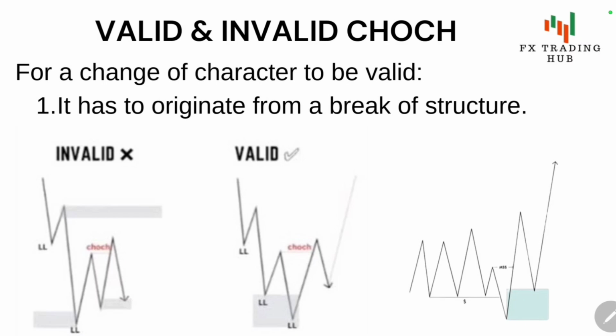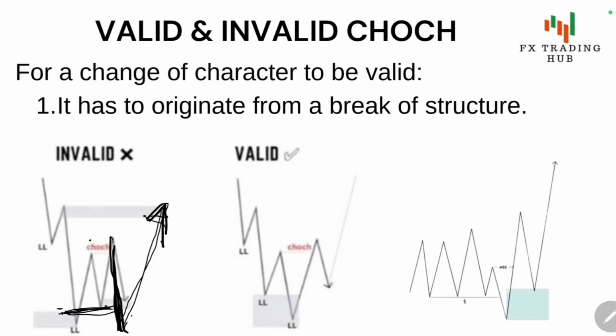Number one, it has to originate from a break of structure. You can see in this case right now here, there's a break of structure to the downside, but the change of character here is invalid. Why it is invalid is because there is no break of structure right here that necessitated a change of character. The market did not break structure here. The change of character did not originate from a break of structure.